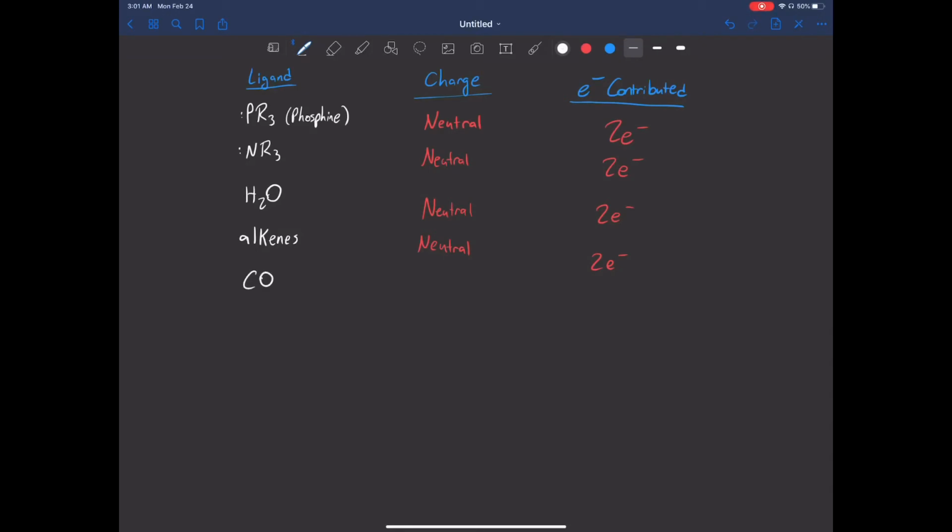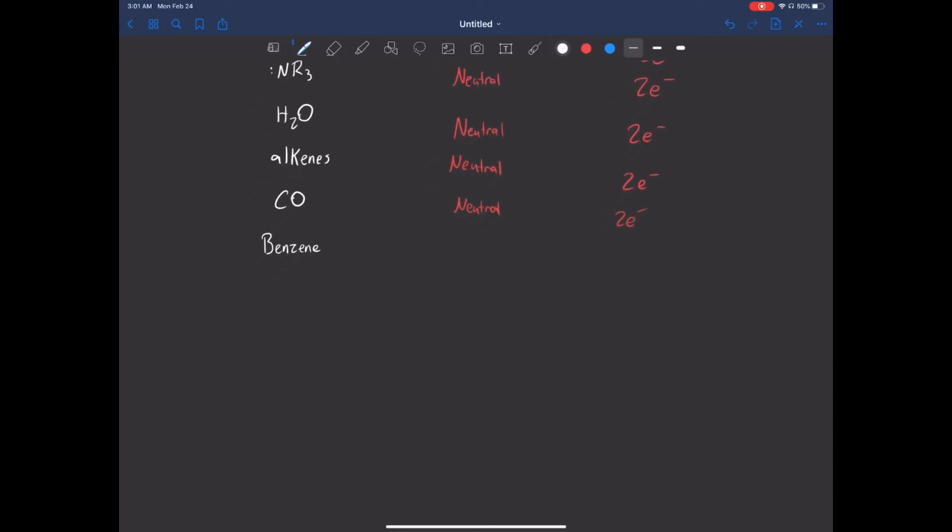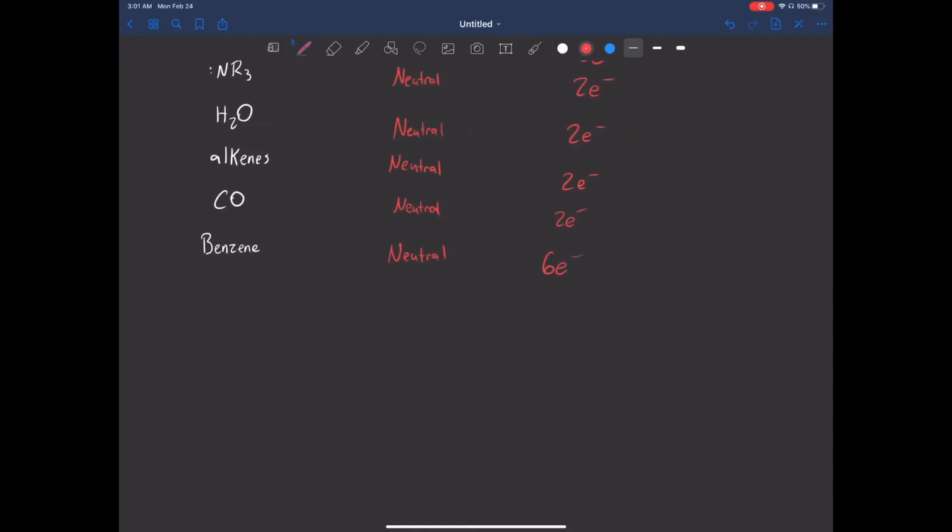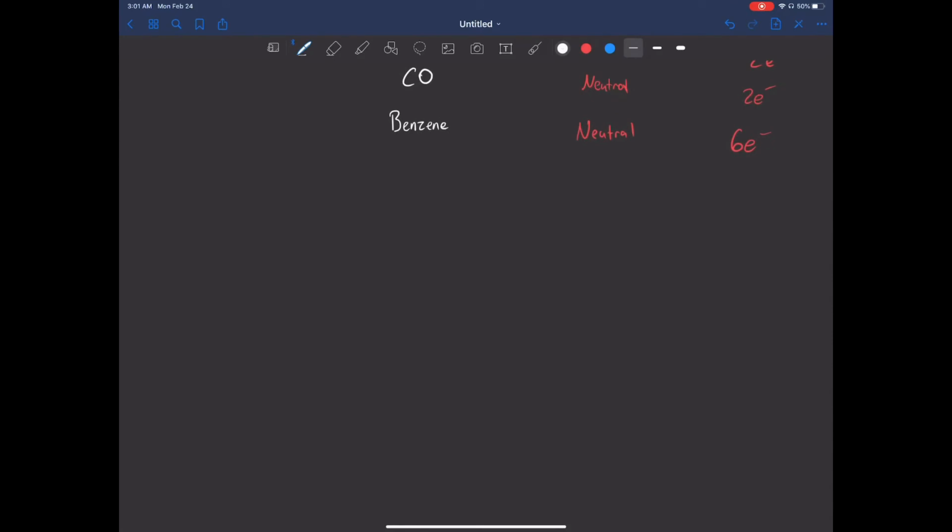Another one we can see is carbon monoxide. All right, this one's also a neutral ligand. And again, 2 electrons. Now, our benzene, I'll put that here now. The reason I didn't want to put it where I originally had it is because while it is neutral, it doesn't donate 2 electrons. It donates 6. And this is a special case, so you'll see benzene drawn two ways.